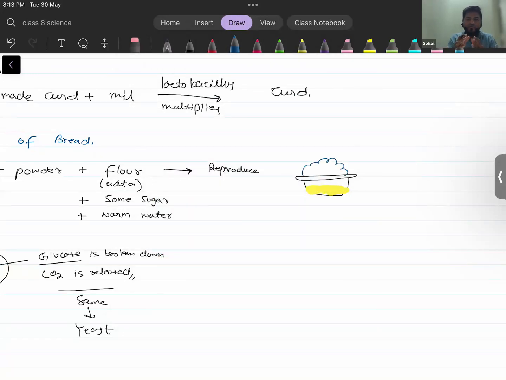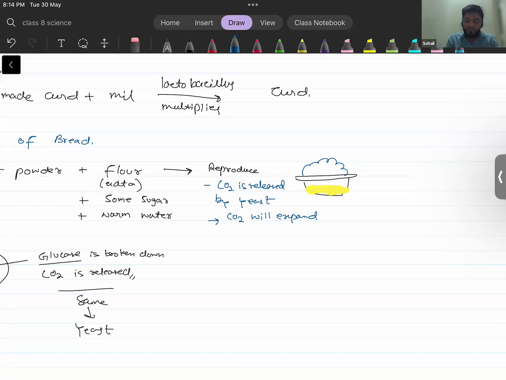So what happened? You know, air expands. Air has a tendency to expand. So this carbon dioxide, CO2, which is released by yeast, is going to expand, right? Yes, sir. So due to expansion, the dough will also expand, right? That's how, utilizing this respiration due to which carbon dioxide is released, people make bread in the industry.